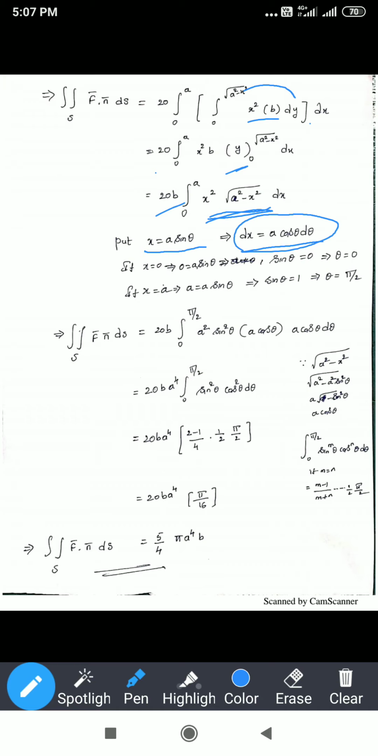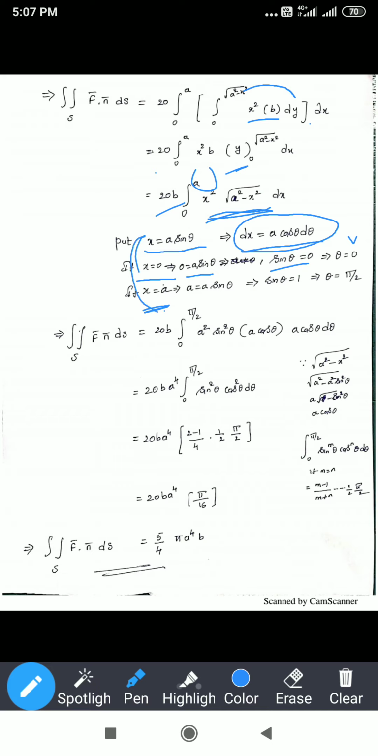And you will change the x limits into theta limits. So what is the lower limit of x? 0. Substituting in x equal to a sine theta, you get 0 equal to a sine theta. This means sine theta is equal to 0, so if you keep theta as 0, then sine theta will be 0. Come to the upper limit of x. What is the upper limit of x? a. So this is the upper limit.